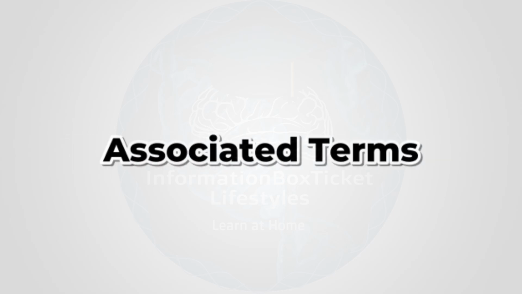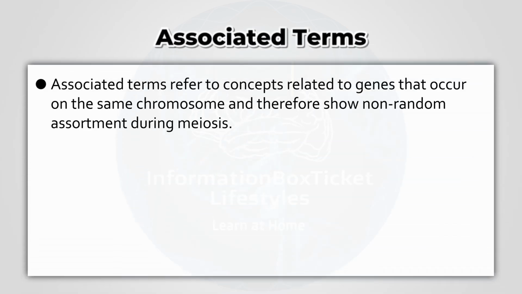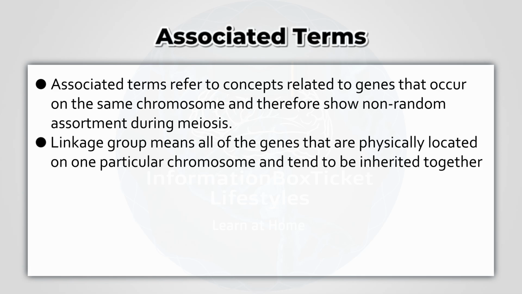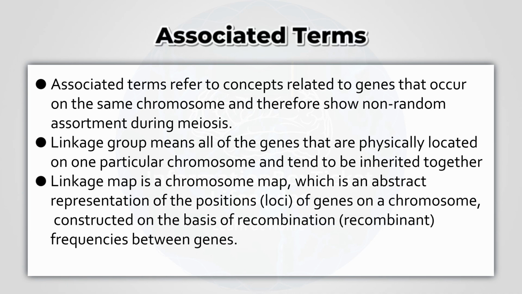Associated terms. Associated terms refer to concepts related to genes that occur on the same chromosome and therefore show non-random assortment during meiosis. Linkage group means all of the genes that are physically located on one particular chromosome and tend to be inherited together. Linkage map is a chromosome map, which is an abstract representation of the positions (loci) of genes on a chromosome, constructed on the basis of recombination frequencies between genes.